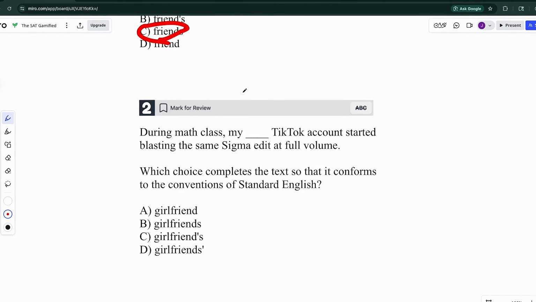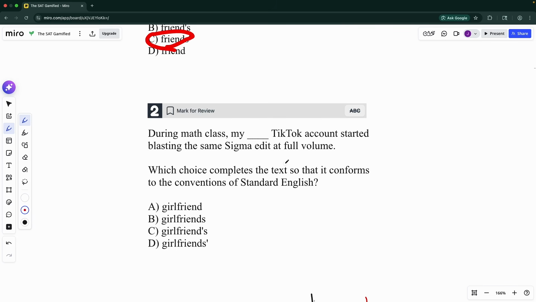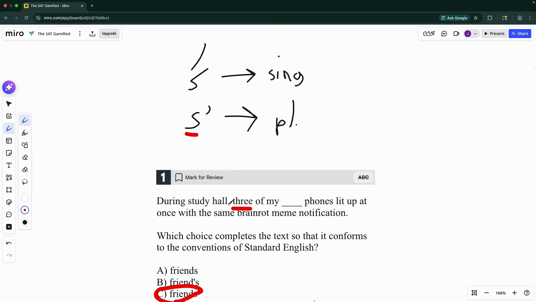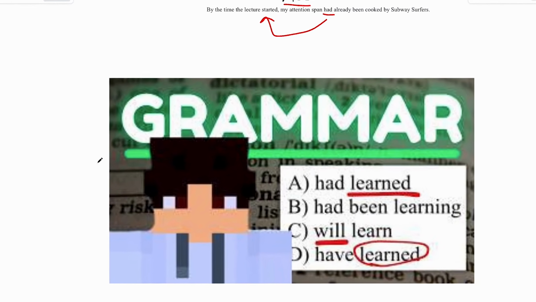During math class, my blank TikTok account started blasting the same Sigma edit at full volume. I assume you only have one girlfriend, so you must use apostrophe followed by S. C. I have a grammar video that goes into more detail as well.